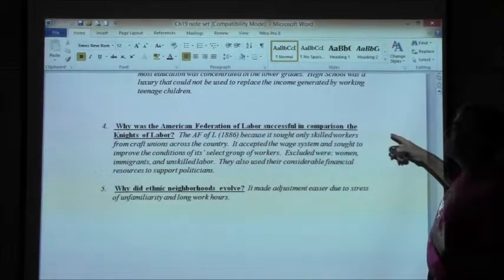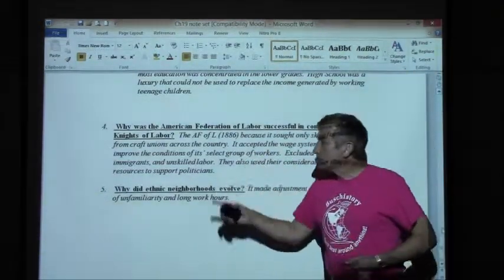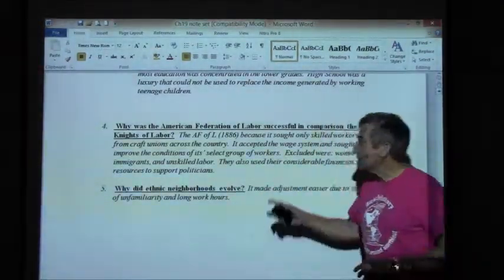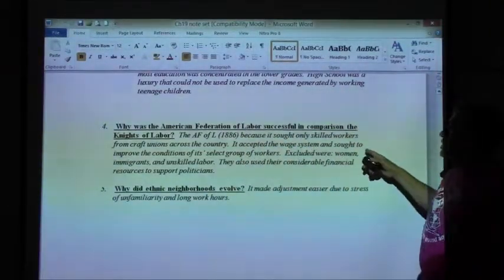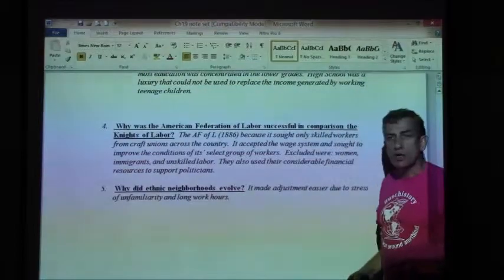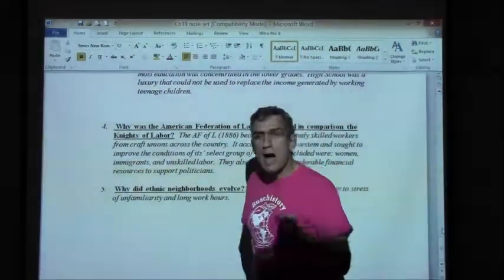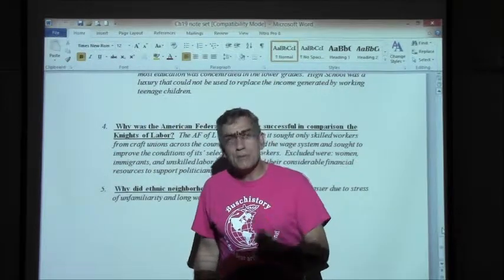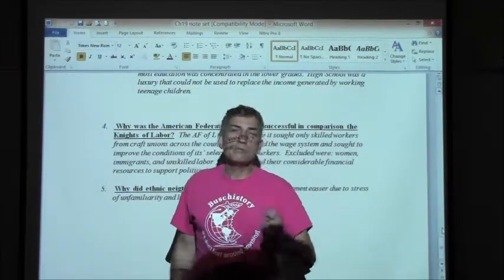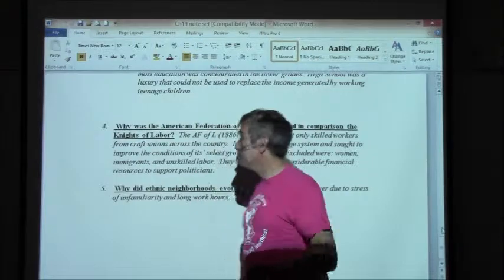Why was the American Federation of Labor successful in comparison to the Knights of Labor? Just as it says, the AFL in 1886, because it sought only skilled workers from craft unions across the country. They were highly selective, and when you're highly selective, it makes bargaining easier, because you're bargaining for people who are valued as opposed to people who are largely expendable.